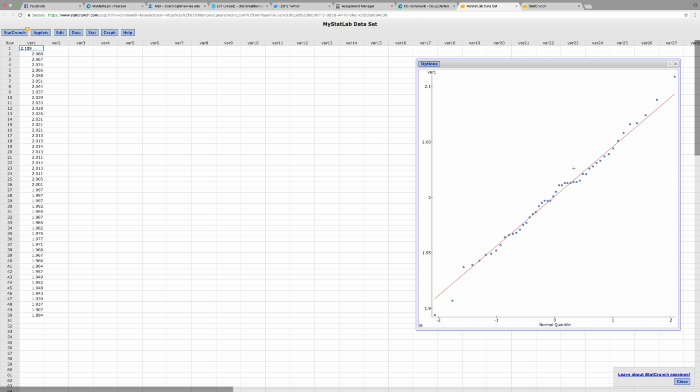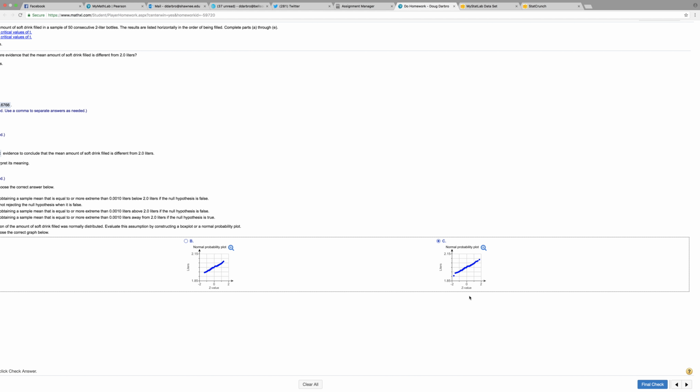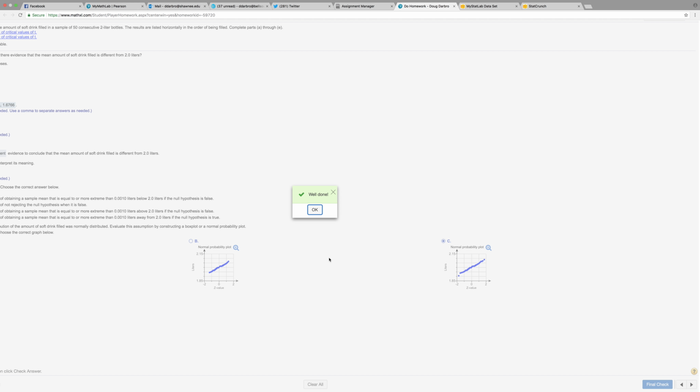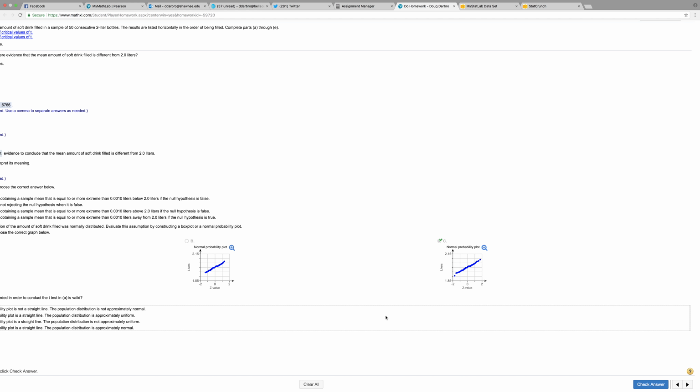So that looks pretty good. That's very much right along the diagonal line. So yeah, I'm very comfortable with normality. It looks like, to me, it's probably this one. So is the assumption valid? Yes, because it's approximately normal.